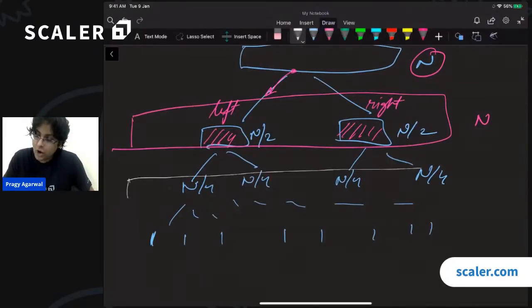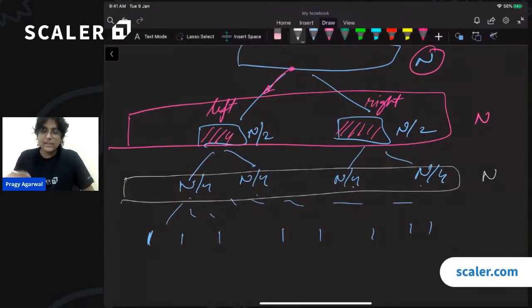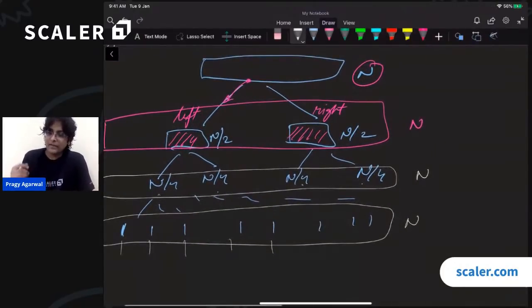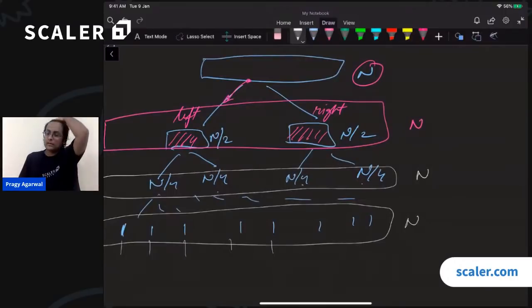Over here as well, how much memory am I using? N by 4 plus n by 4 plus n by 4 plus n by 4, which is once again n. And so on and so forth. Even at the last level, every element stands alone and there are n elements, so this will be n memory usage here as well. So how much memory am I really using in this case?